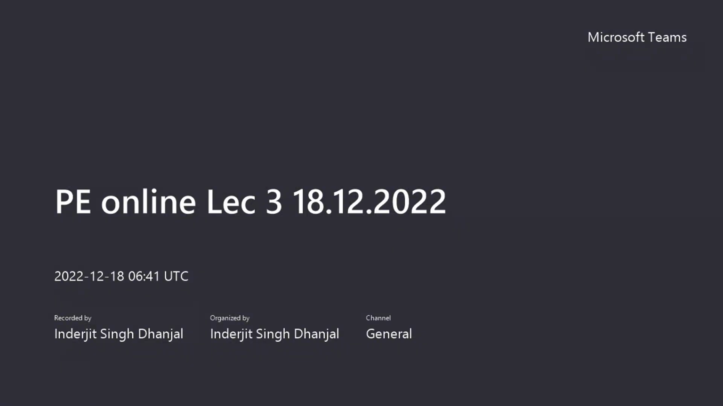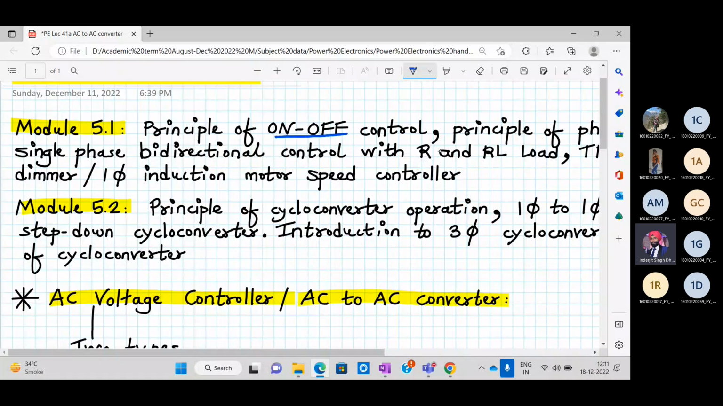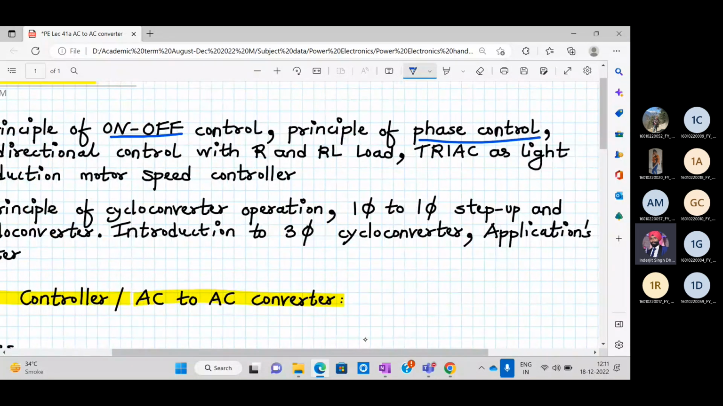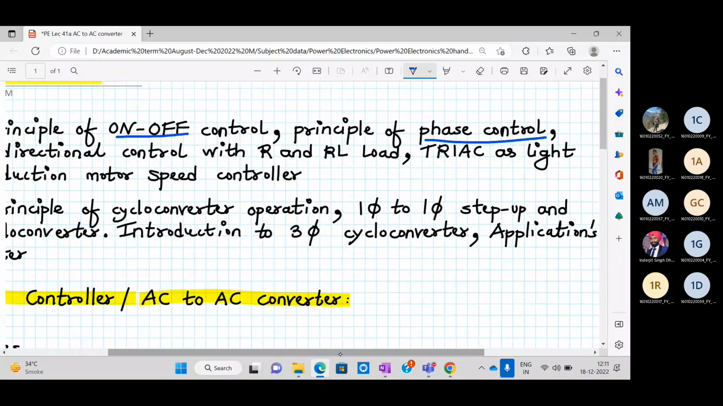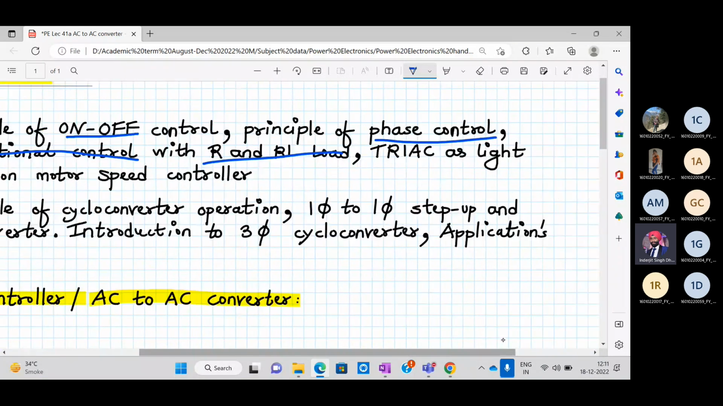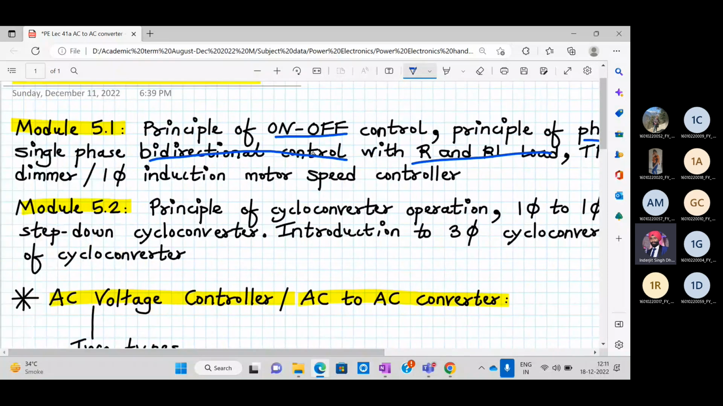In the online mode, our topic of focus is module number 5. In module number 5, today we will discuss the on-off control, the principle of phase control, and also R and RL load. We will not be discussing TRIAC as a light dimmer right now. Maybe one more session might be required to complete that. Also, the single phase induction speed controller. So, whatever I'm marking in blue, that will be completing today.